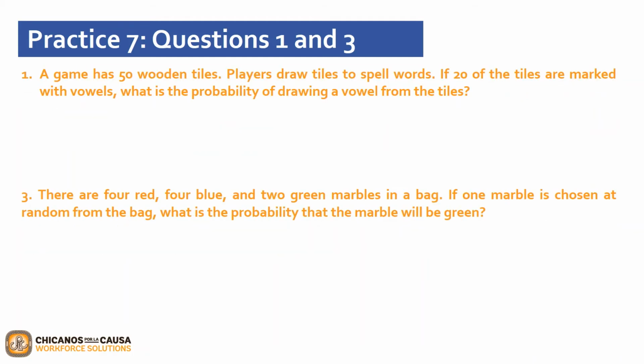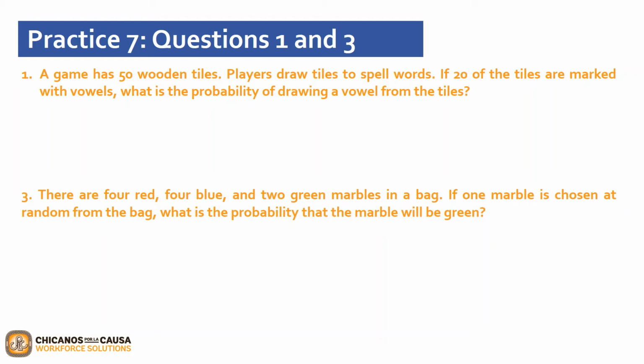Let's go ahead and look at our practice questions from practice 7. For each of these questions, we are going to want to find the fraction, decimal, and percentage answer. Starting with question 1. A game has 50 wooden tiles. Players draw tiles to spell words. If 20 of the tiles are marked with vowels, what is the probability of drawing a vowel from the tiles?